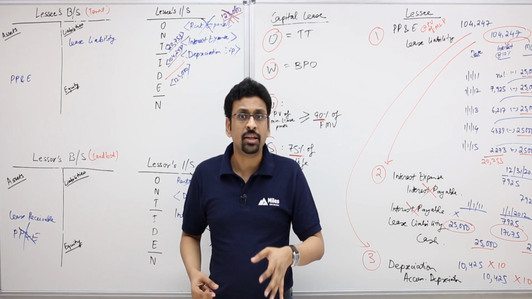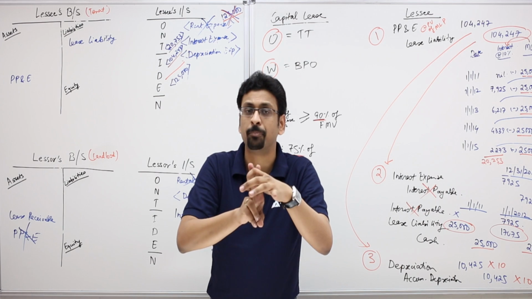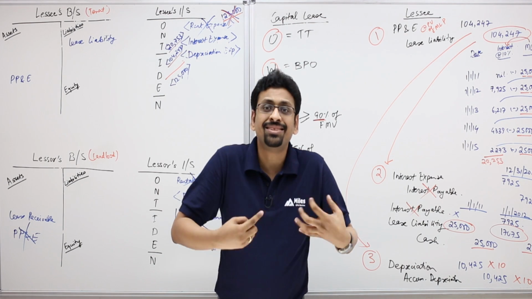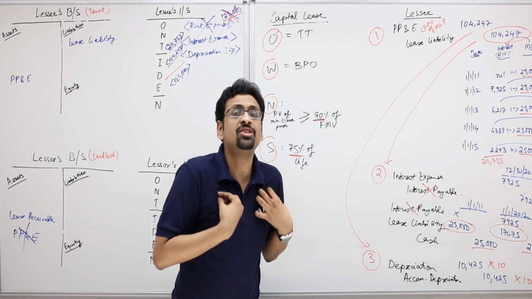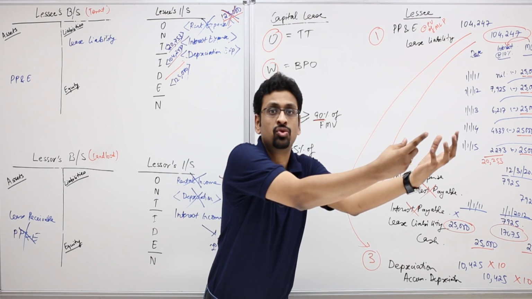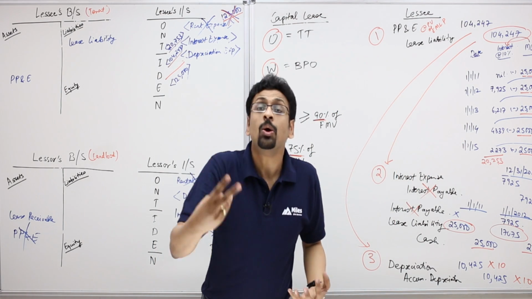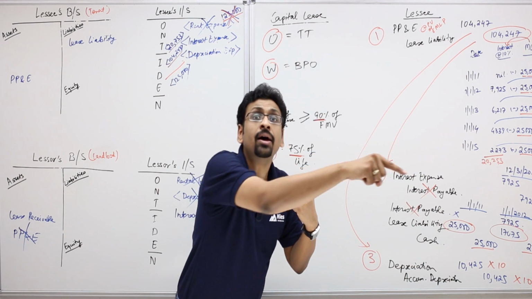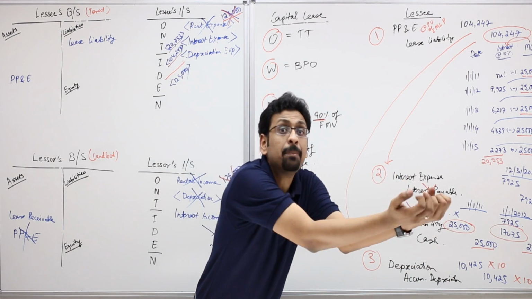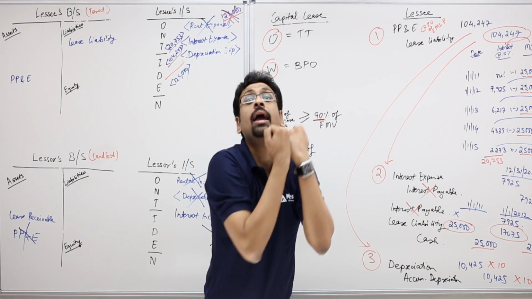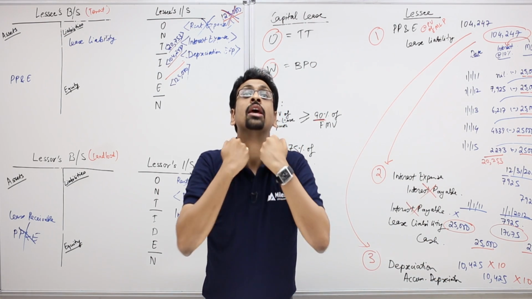Note that there are two transactions happening here. Transaction number one is the sale, where I am the seller selling my warehouse. Transaction number two is the leaseback, where the buyer becomes the lessor and I become the lessee, leasing back my own warehouse so that I can use it.